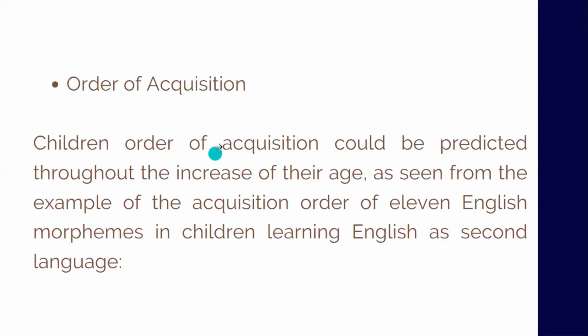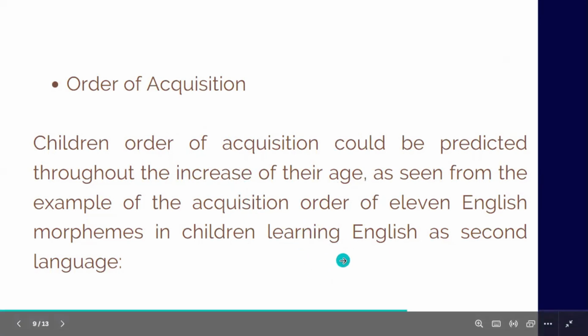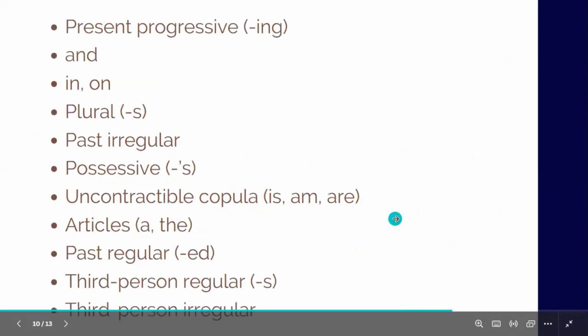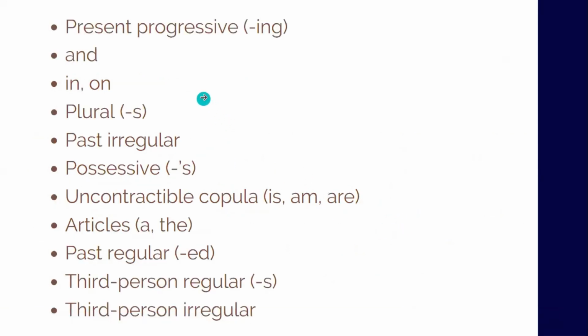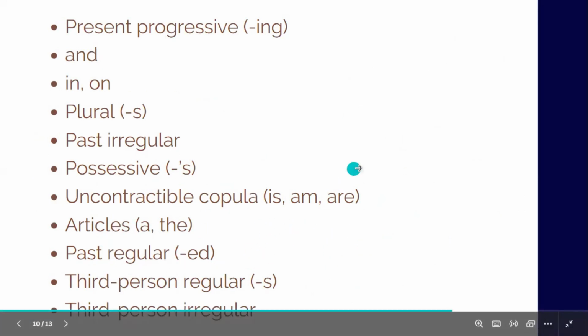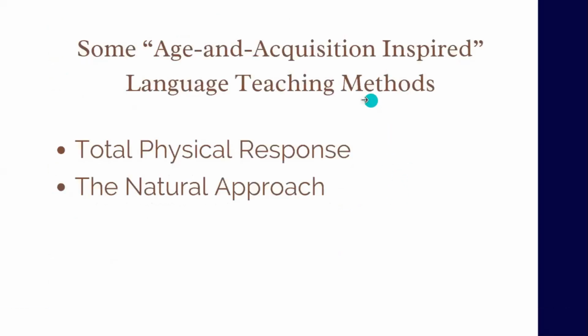And then the order of acquisition. So children's order of acquisition could be predicted throughout the increase of their age, as seen from the example of the acquisition order of 11 English morphemes in children learning English as a second language. The first is present progressive, and then in, on, plural, past irregular, possessives, uncontractible copula or to be, and then articles, past regular, third person regular, and also third person irregular.